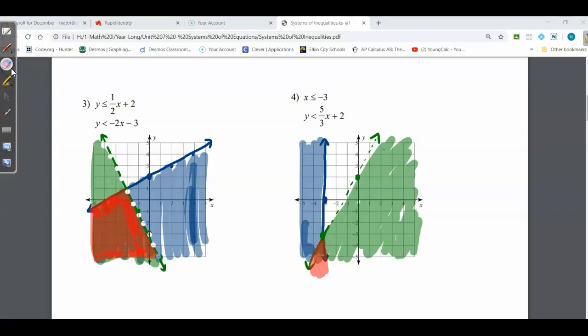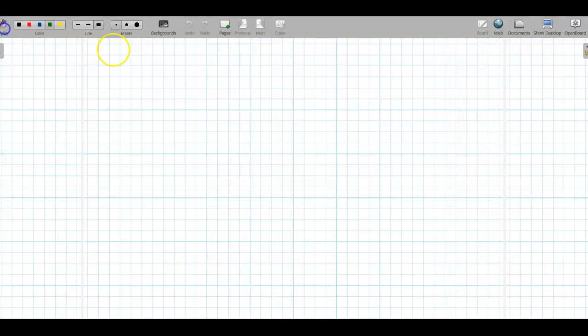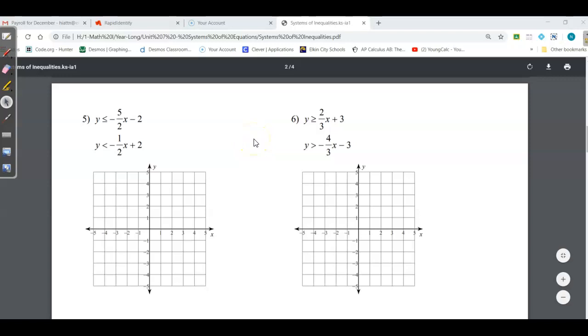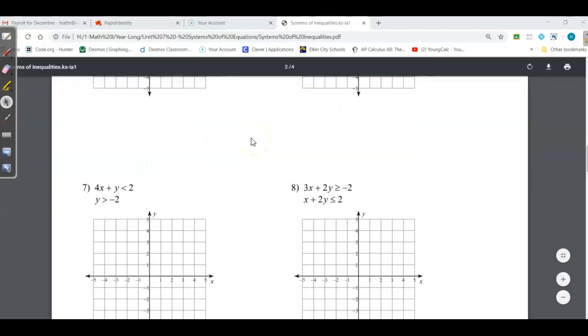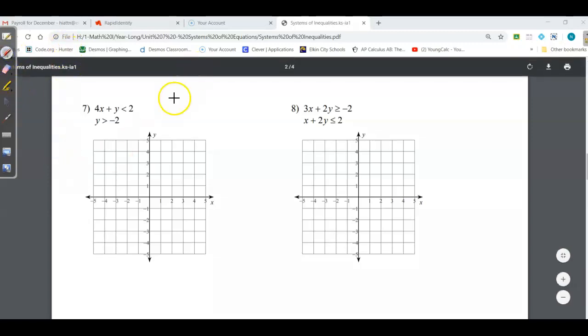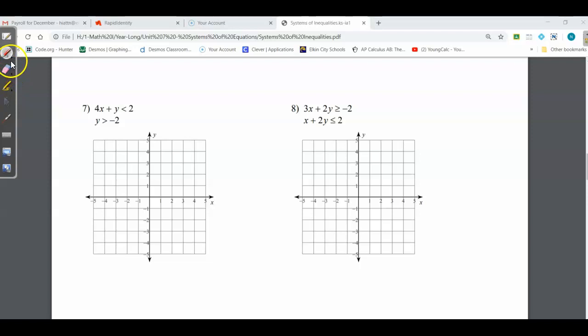Okay, let's look at the next part. I'm going to skip on down and do number 7 and number 8, so you can go back and do 5 and 6 yourself. So I'm going to look at number 7. Number 7, we've got a problem because the first one's not solved for y.